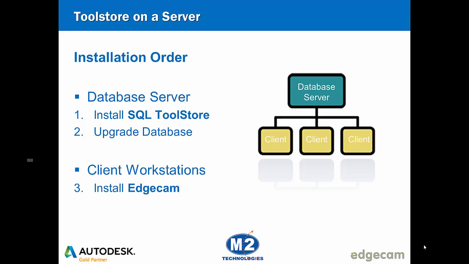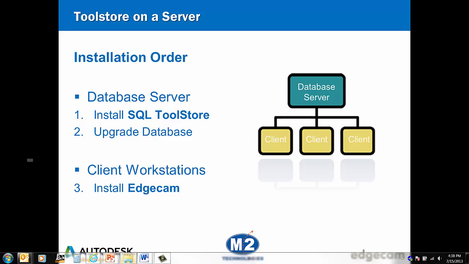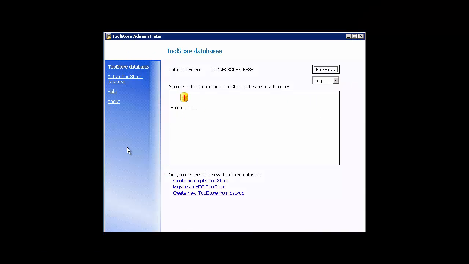In this type of environment, the database server should be updated to the new version before installing Edgecam on the clients. So step 1, working on the database server, complete the SQL Tool Store install option. Next, step 2, still working on the database server, upgrade the database. We'll show that next. Once both are complete, you can proceed to complete the Edgecam installations on the clients, which we showed in the previous segment of this video. Let's go take a look at, once the SQL install is done, how to upgrade the database.